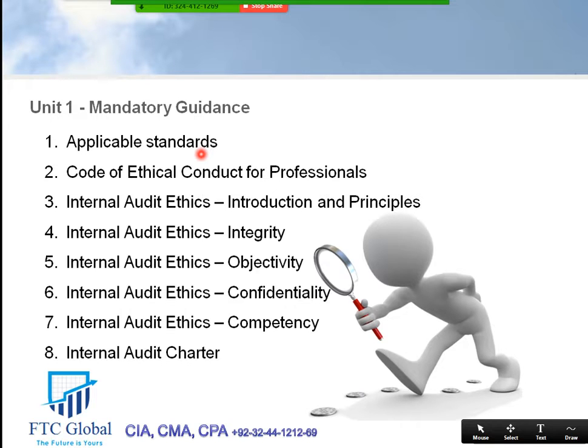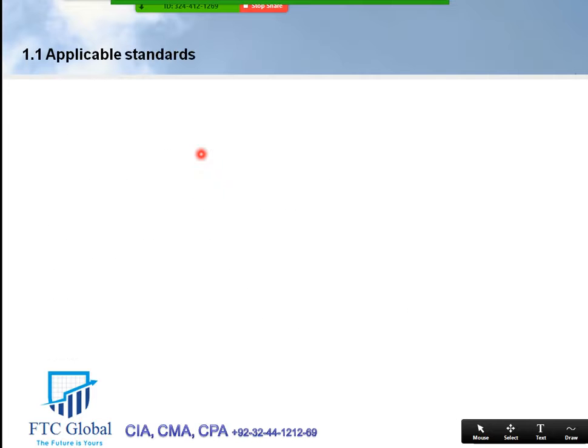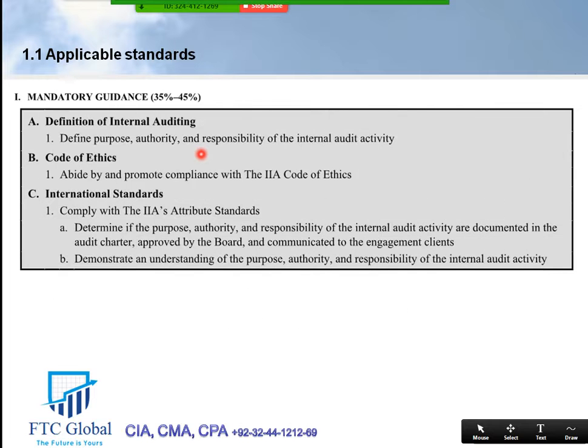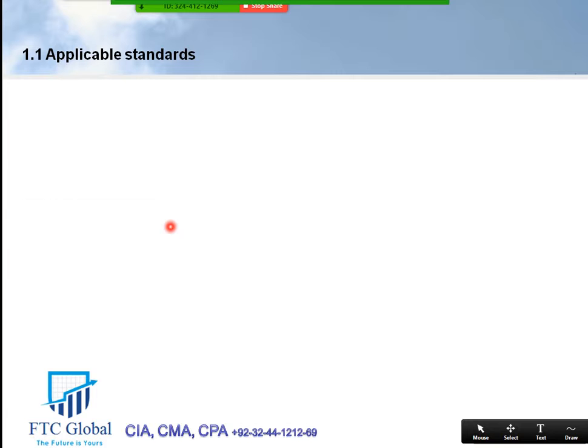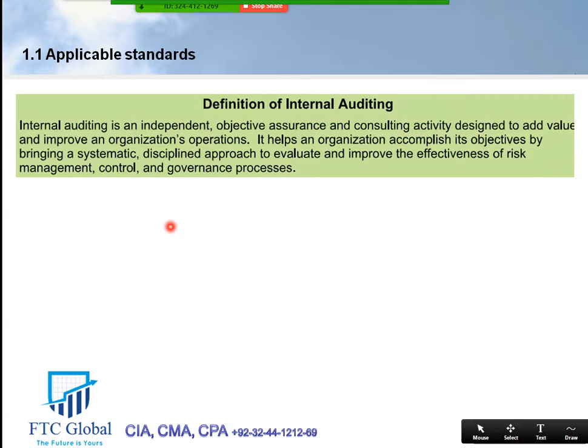First of all, I'll give you the overall view of section 1. What is included in section 1? It includes the definition of internal auditing, section 1, part A. It includes code of ethics, the 4 components of code of ethics we will do, and then it has international standards on internal auditing. So these are all coming in a few moments, and I'll explain each and everything in detail. First of all, you need to understand the definition of internal auditing very well.